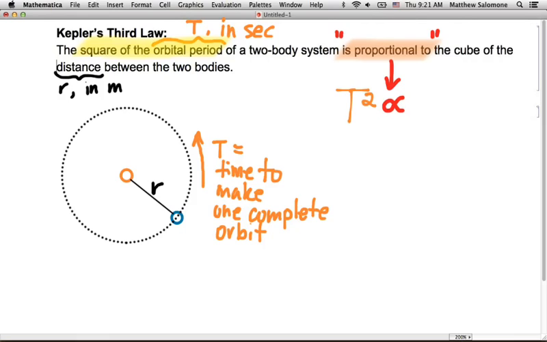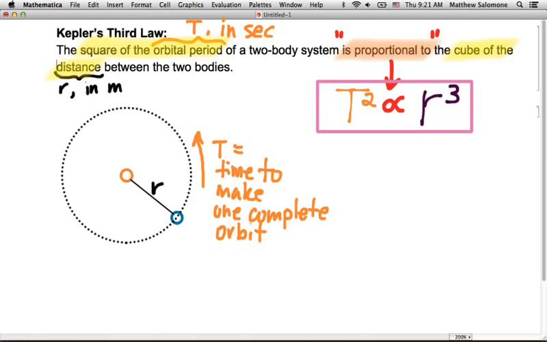And on the other side of the proportionality symbol, I have another thing. Not just the distance between the two bodies, but the cube of the distance between the two bodies. So on the other side of my proportionality symbol, we'll put not r, but r cubed. So often when Kepler's third law is stated in a science text, this might be the way that it's stated. Because it really is illustrating for us a relationship between two quantities that we're very, very interested in relating together. And not only that, but two quantities that we could, if we had a telescope and some time, we could actually measure.